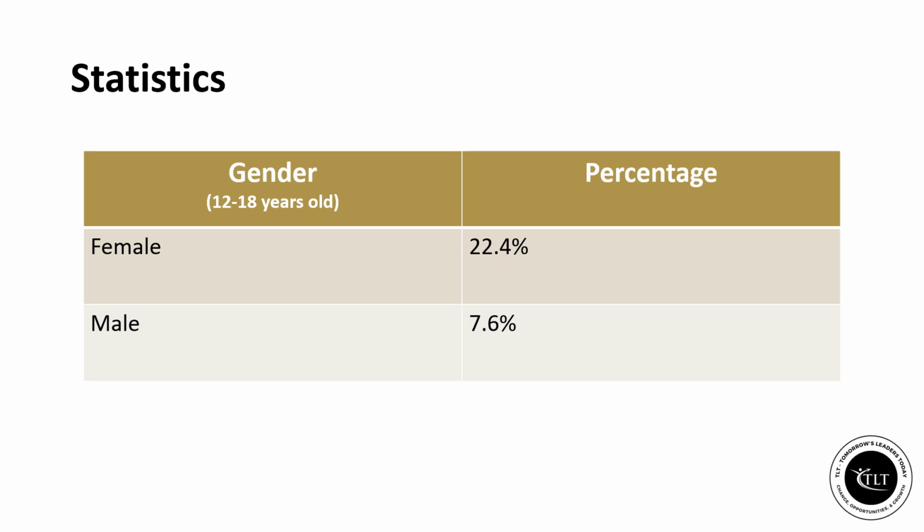Female teenagers are disproportionately affected by cyberbullying compared to male teenagers. Data from the National Center for Education Statistics shows that 22.4% of female students aged 12 to 18 reported being victims of cyberbullying, either online or via text, compared to 7.6% of male students who were affected. This disparity underscores the need for targeted support for female students.